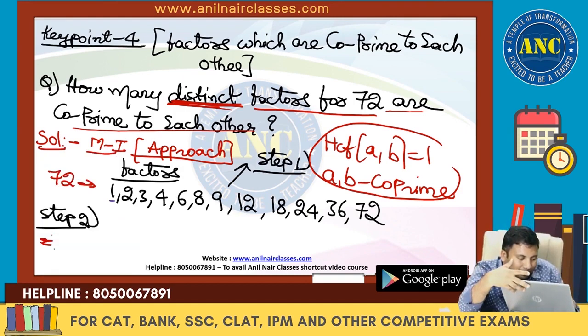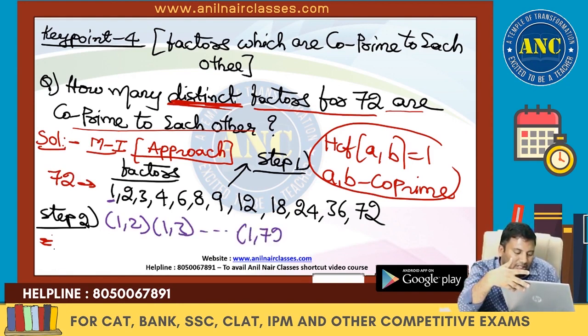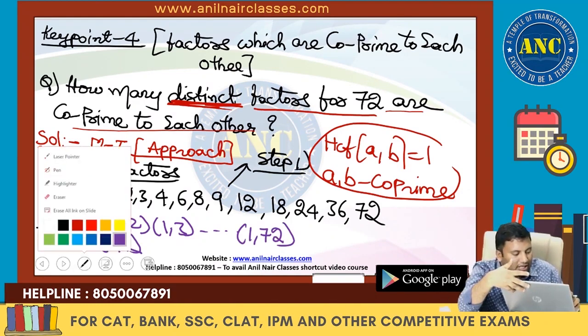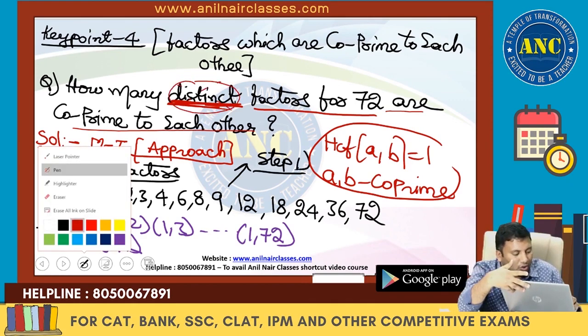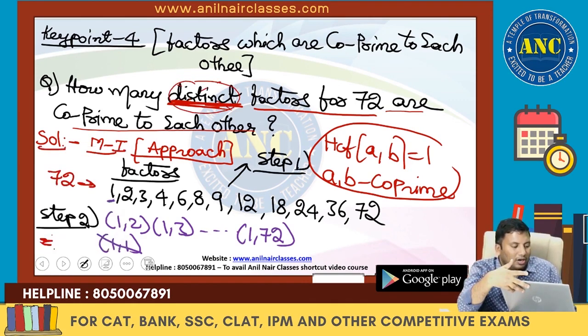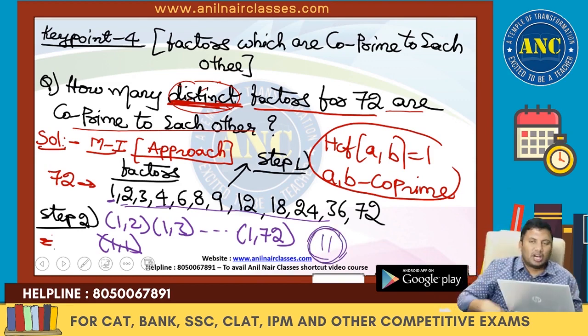Now if you observe, 1 is co-prime with 2, 1 is co-prime with 3, 1 is co-prime with 72. 1 comma 1 cannot be taken, because the question says distinct. Totally, how many numbers are co-prime to each other? 2, 3, 6, 9, 11. There are 11 numbers which are co-prime with 1.